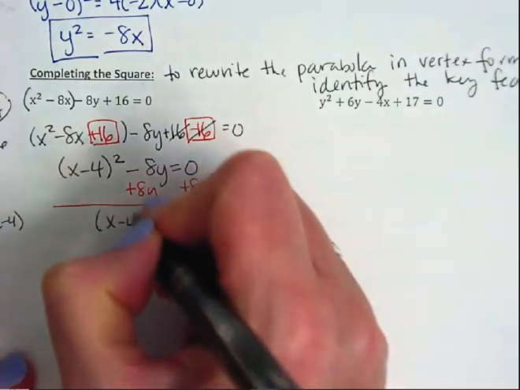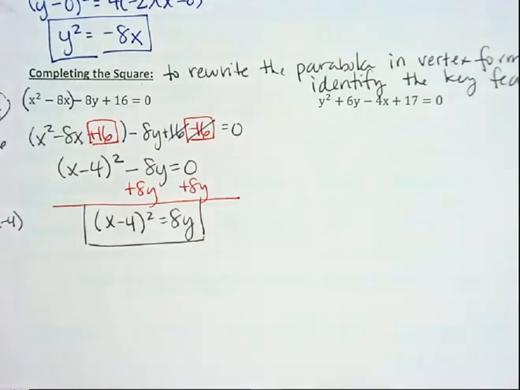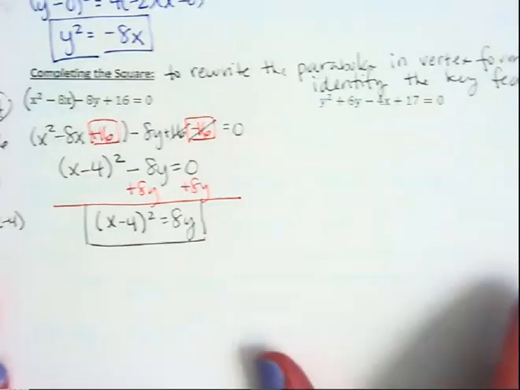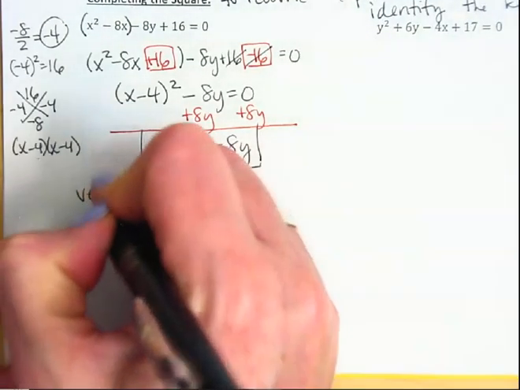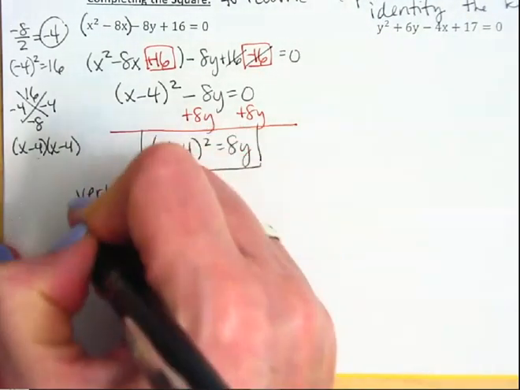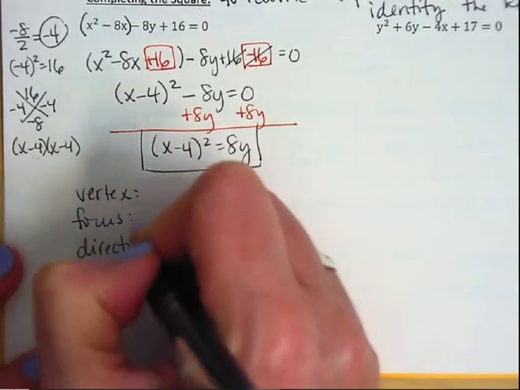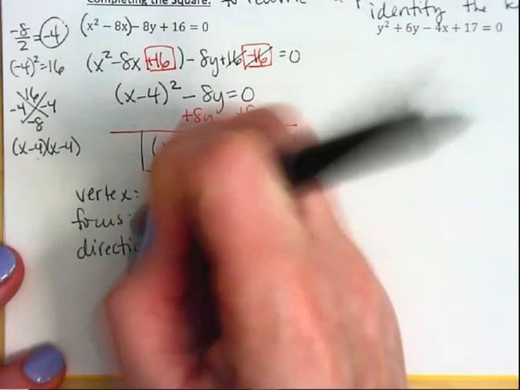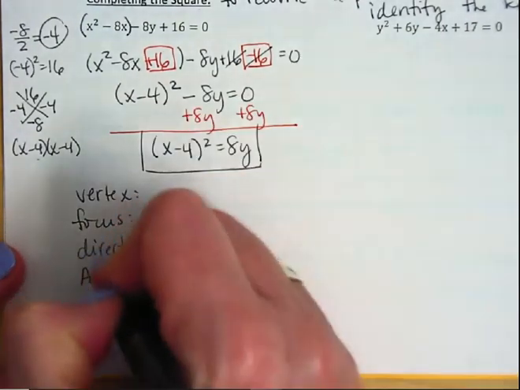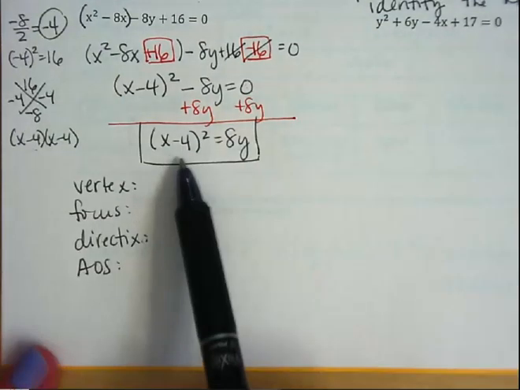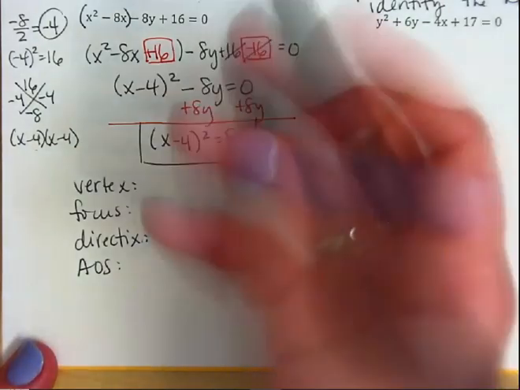So (x − 4)² = 8y. So here's my equation, and I'm going to use this to find the other information that I need. I want the vertex, the focus, the equation for the directrix line, and then my axis of symmetry line. So the vertex is easy to read. It's 4, and then there's no minus k over here, so we know it's 0.